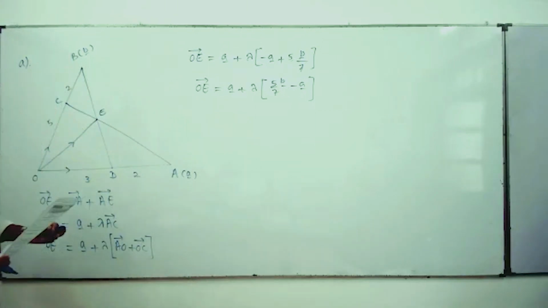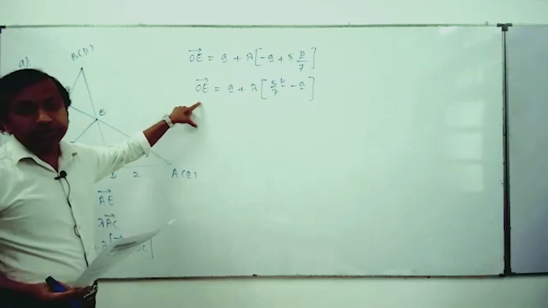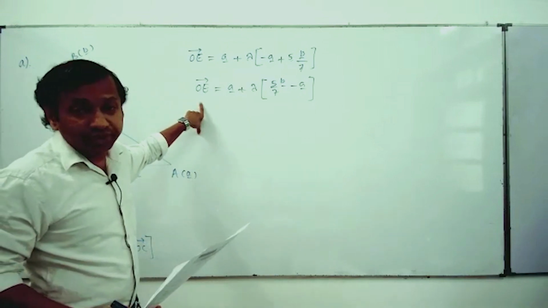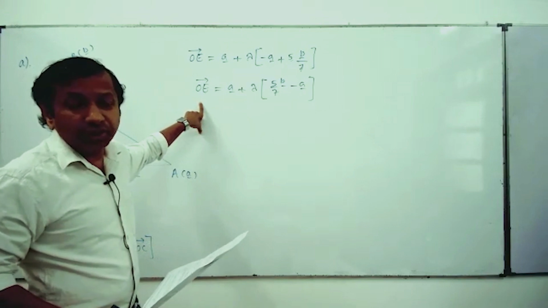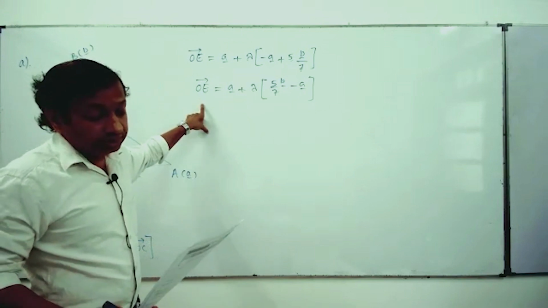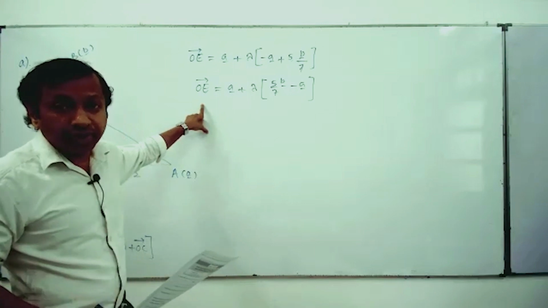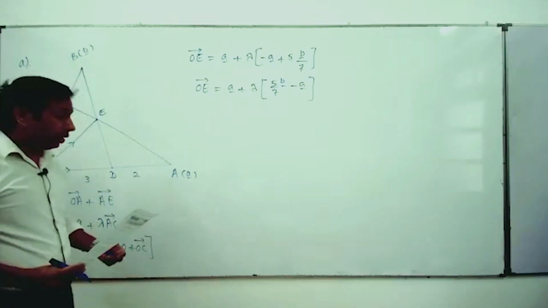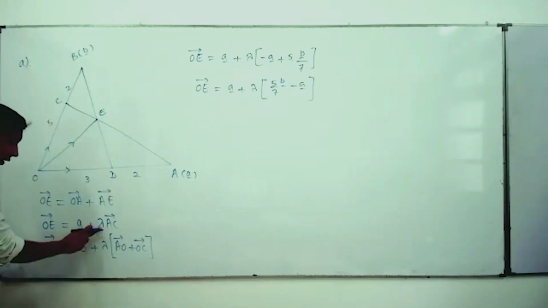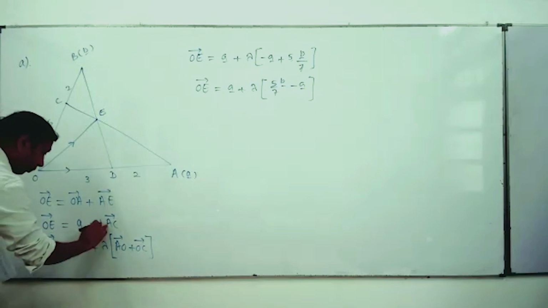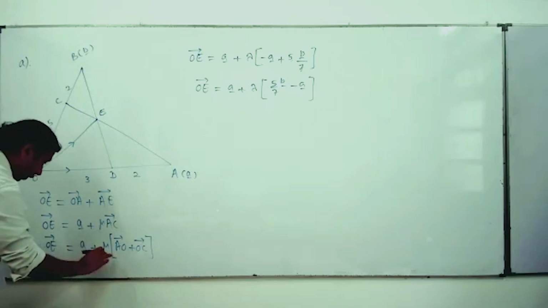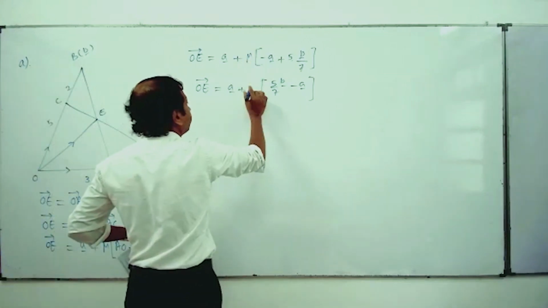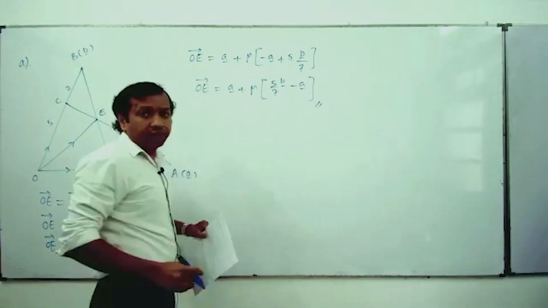And now this OE, as the question asks to obtain another expression for OE, we can take this as the second answer. But this second answer also contains lambda, so therefore in this case I shall take this lambda as mu, right? This way, this is our second required answer for OE.